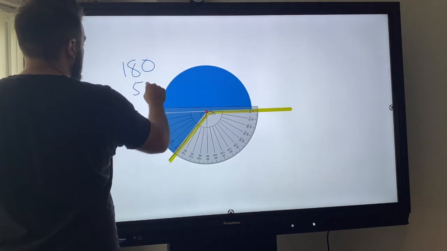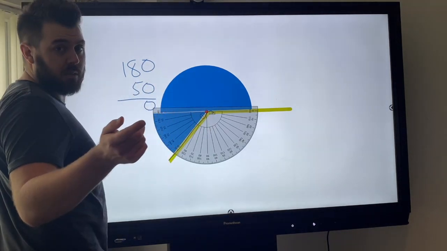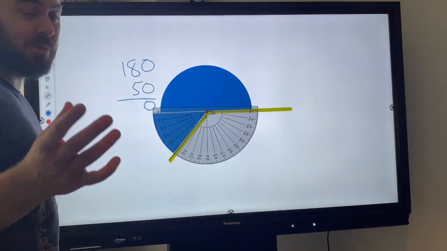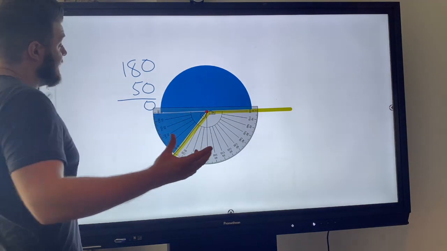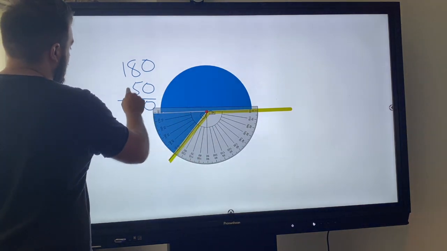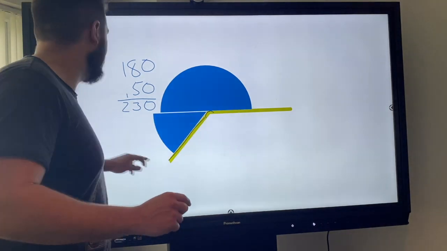So we add those two together and that will give us, where are we here? I should be letting you do it or think about it. What do you think? So you have 180 and you have 50, that takes you to 230. So you have 230 degrees. And this is called a reflex angle.